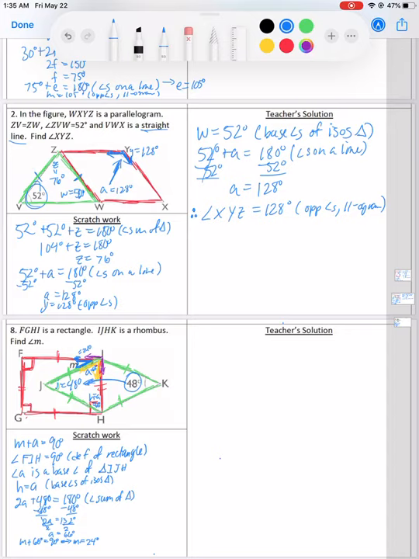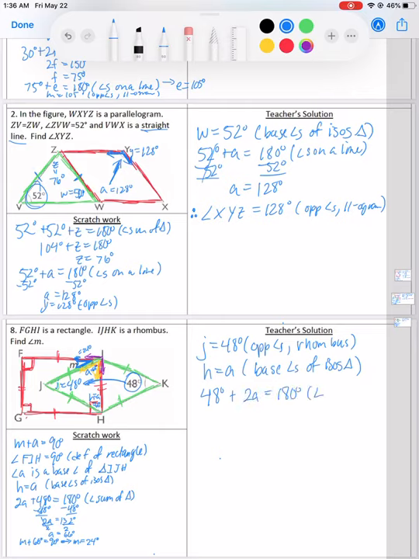So the first thing to do was to say that J was equal to 48 degrees. That's from opposite angles of a rhombus or the parallelogram. Okay, so we got that there. And we can say that H is equal to A because of the base angles of isosceles triangle. Okay, and so we need to get the numbers for H and A. So we have 48 degrees plus 2A equals 180 degrees, using the isosceles triangle angle sum.